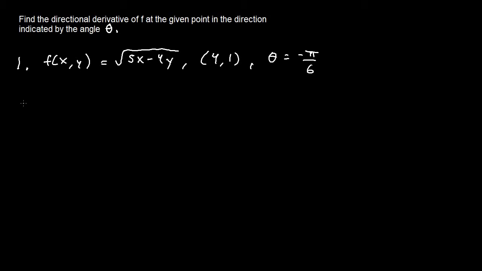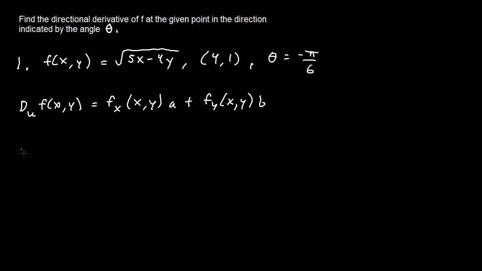So once again, the formula for the directional derivative, D sub u, of the multivariable function f of x comma y is going to be equal to f sub x evaluated at the point x comma y times a plus f sub y evaluated at the point x comma y times b. And remember, a and b are the x and y components of the unit vector. So let's go ahead and find the unit vector first.